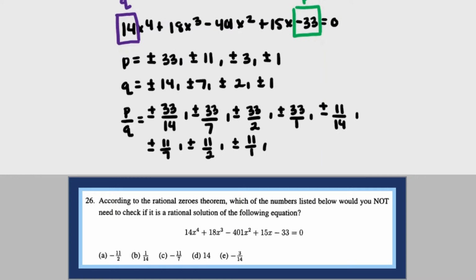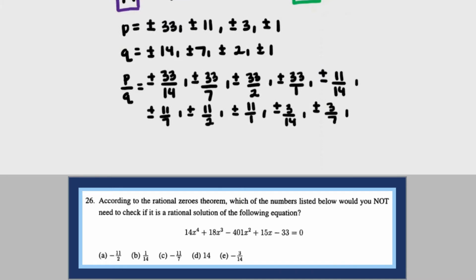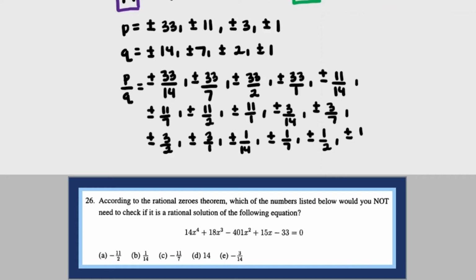Now we're going to move on to 3, so that will be plus or minus 3 over 14, plus or minus 3 over 7, plus or minus 3 over 2, and plus or minus 3 over 1. So now we're going to move on to our 1, so that will be plus or minus 1 over 14, plus or minus 1 over 7, plus or minus 1 over 2, and lastly plus or minus 1 over 1.